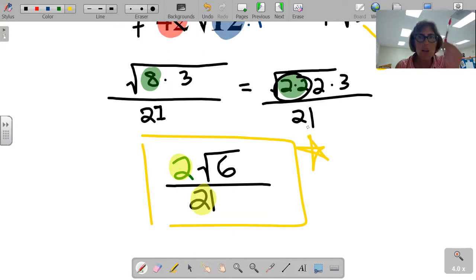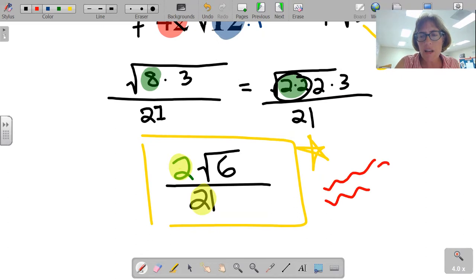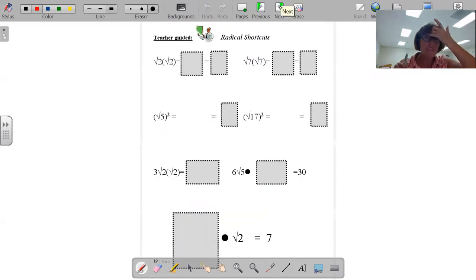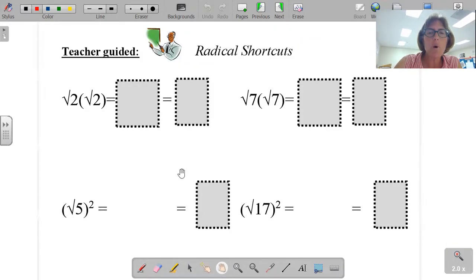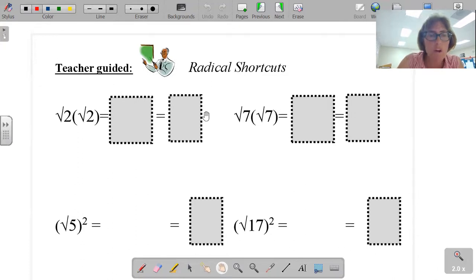Get out that red pen. You got it correct. Big star smiley. Didn't get it correct? Perfectly fine. What are you going to remember next time? Now I want to show you the most important trick of the trade when it comes to radicals. We're going to pick up the pace here just a little bit. Watch very carefully. This will be so very helpful.